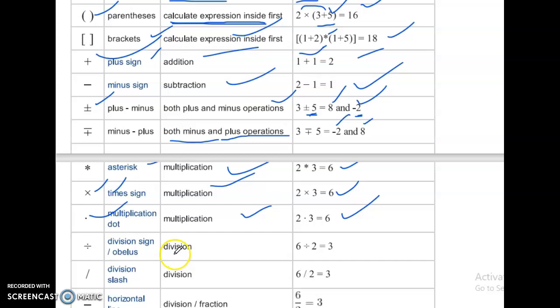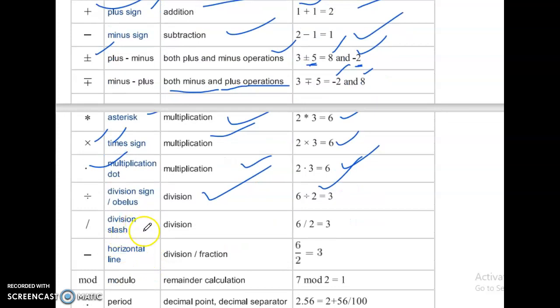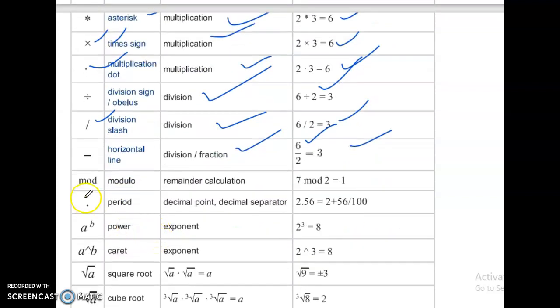Division sign, division: 6 divided by 2 equal to 3. Division slash, division: 6 slash 2 equal to 3. Horizontal line, division or fraction: 6 by 2 equal to 3, for example. Modulo, remainder calculation: 7 mod 2 equal to 1.